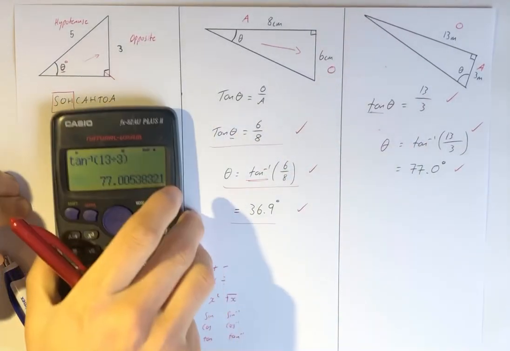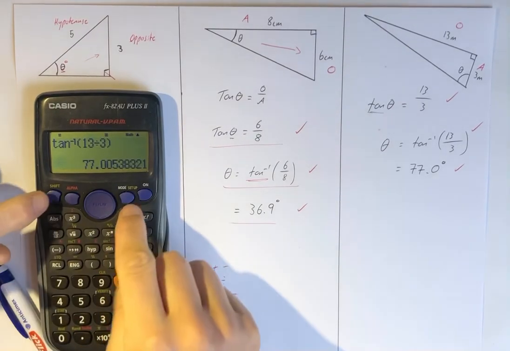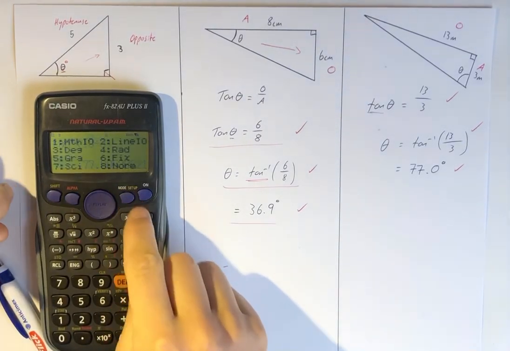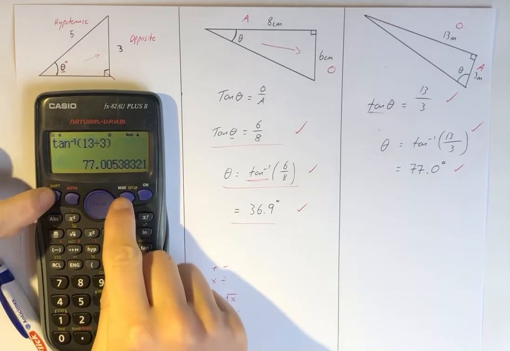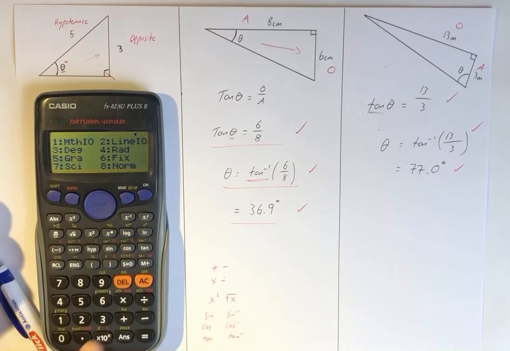I'll show you one more time. To put your calculator in degrees, shift mode, and if there's an R there, you need to go shift mode and just put it into degrees, 3.